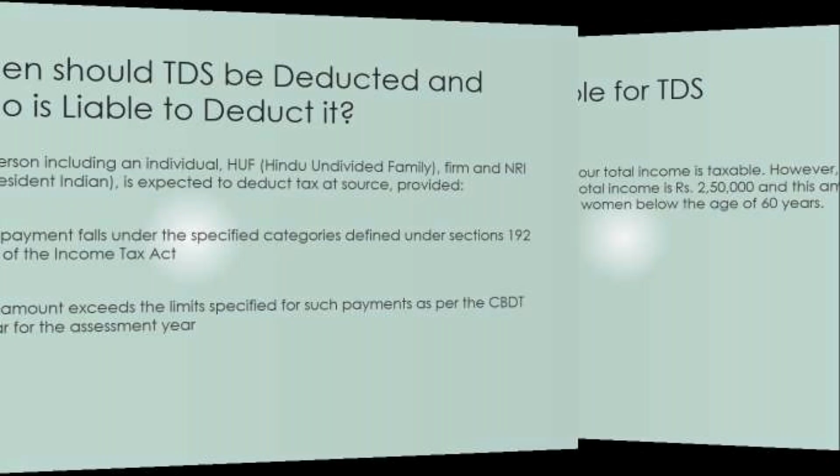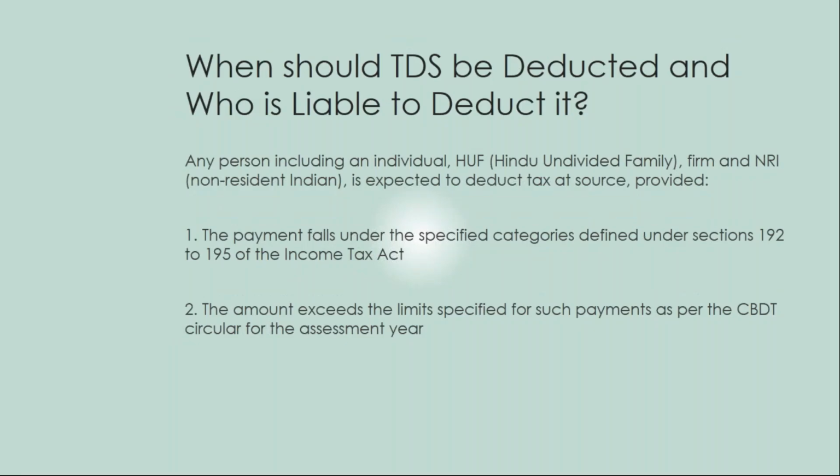Next one, who is the deductor and deductee? When do you have to deduct? As per the Income Tax Act, sections 192 to 195, if any source of income you're earning falls under these sections, in that case you need to pay tax. You will pay tax when you cross the exemption limit. Only if you cross the limit do you have to pay tax. If not, no need to pay tax. So the amount exceeds the limit specified for such payment as per the CBDT, that is Central Board of Direct Taxes circulars for the assessment year. Assessment year means the next financial year.